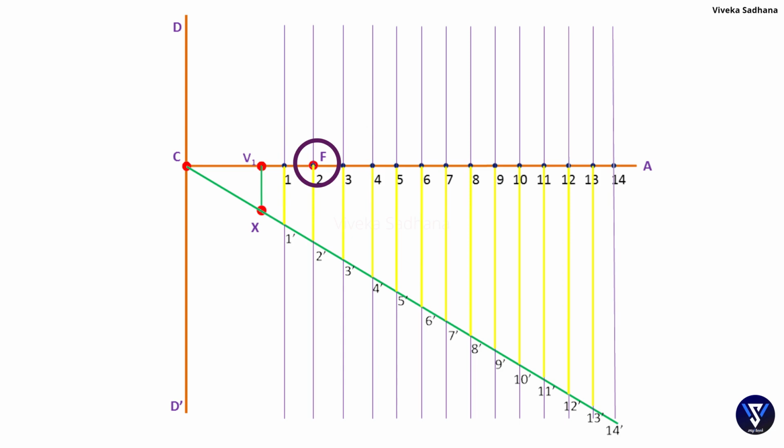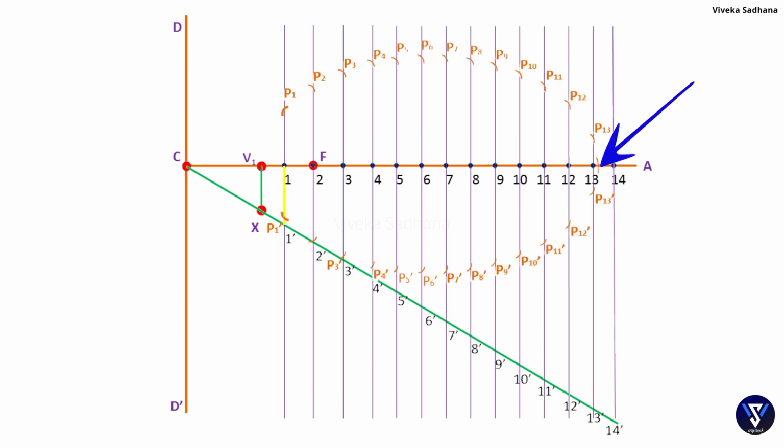Now take the distance of 1 to 1' using a compass. With F as the center, cut the line 1 above and below the axis line. Mark the respective points as P1 and P1'. Similarly, take the distance between 2 and 2', 3 to 3', and cut the respective lines with F as the center. Mark the respective points as P2 and P2', P3 and P3' respectively.